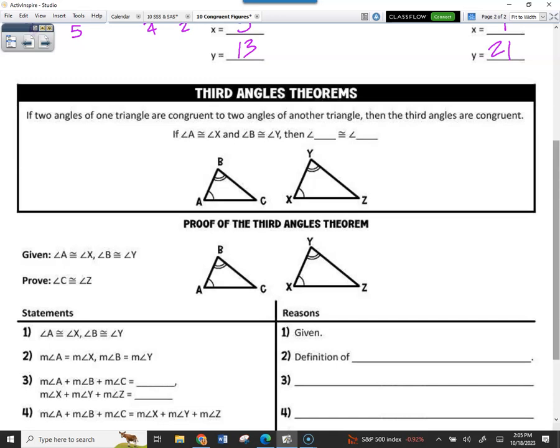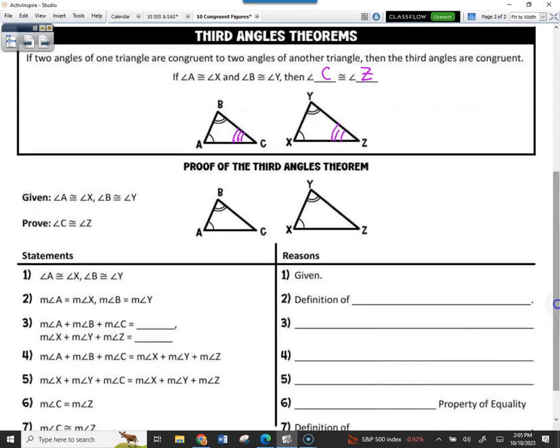What do the angles of a triangle add up to every time? Every day, all day, every triangle, right? So if the sum is 180, and these two are equal to these two, and this sum is also 180, then by default the third angle has to be equal. So angle C would have to be congruent to angle Z. It's called the third angles theorem, basically by process of elimination.